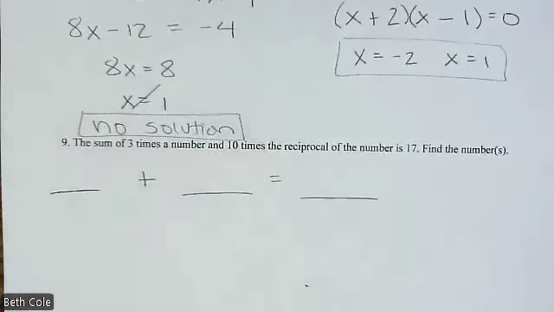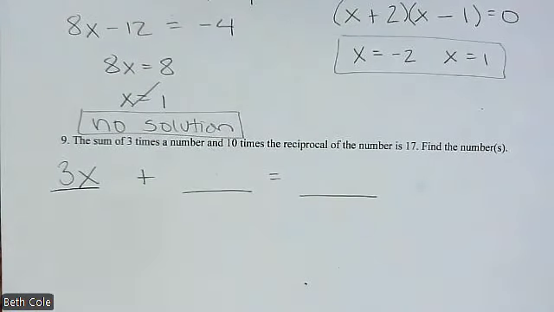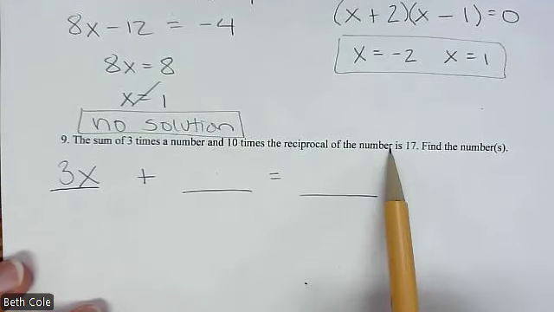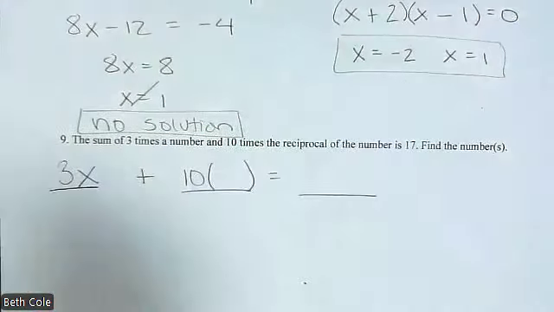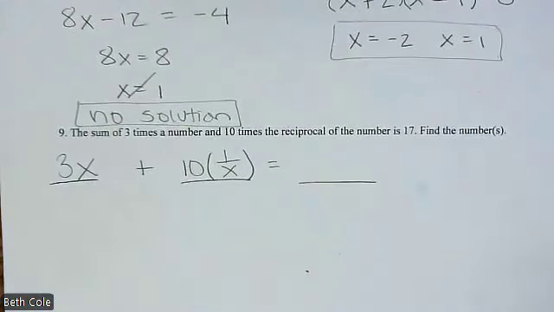All right, sum of 3 times a number. How would you write 3 times a number? 3x. Good. Plus 10 times the reciprocal of the number. Now, real quick, what's the reciprocal of 3? 1/3. What is the reciprocal of 7? 1/7. Now, the number is x. So what is the reciprocal of the number? 1 over x, all right? You're reciprocating that number. Again, pretend it was like 9. You'd have 1/9, all right?